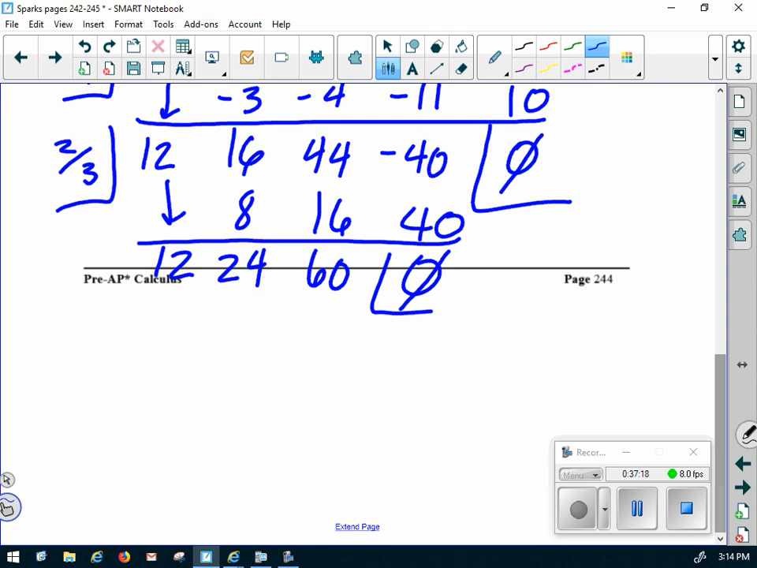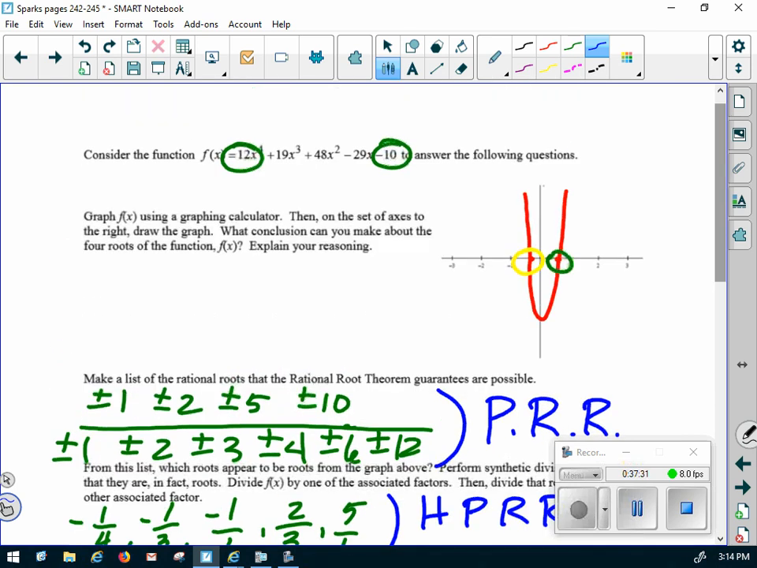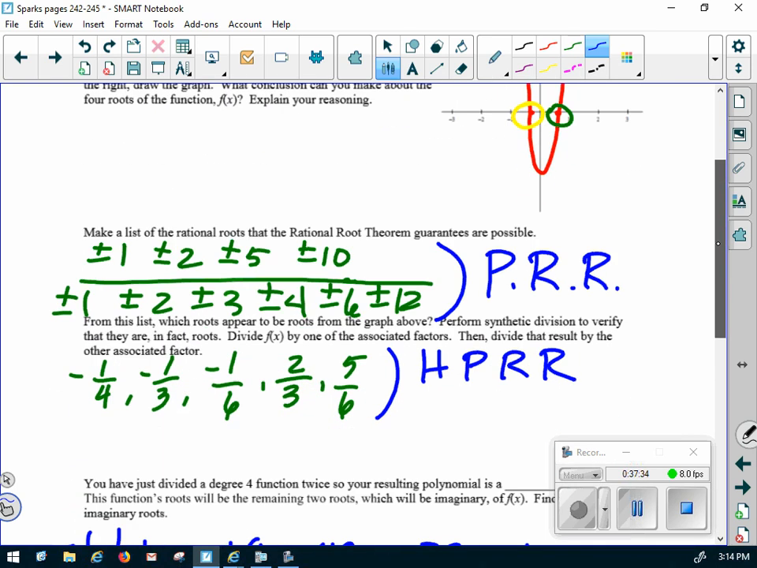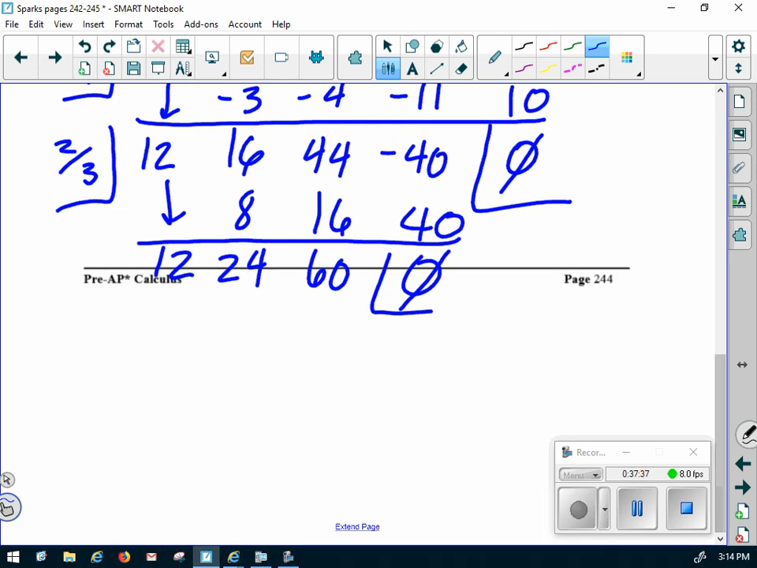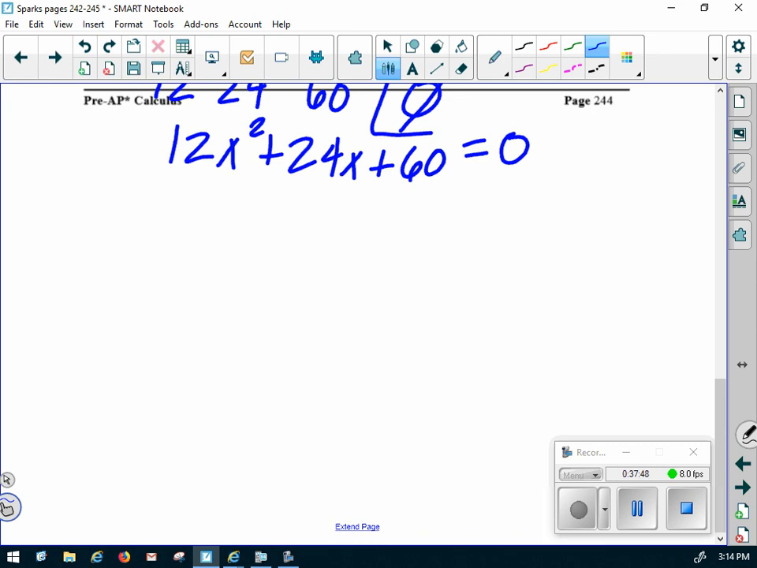Guys, here in pre-cal, we're not going to make P over Q a mess. This is it. What have we boiled this down to? We started with a, what do we start with? No, we didn't start with a quadratic. What's the word? Quartic. We divided twice, so we're down to a quadratic. 12x squared plus 24x plus 60. Let's find the 2 zeros of that. Shoot, that's easy. You can factor out a what? Let's do that.